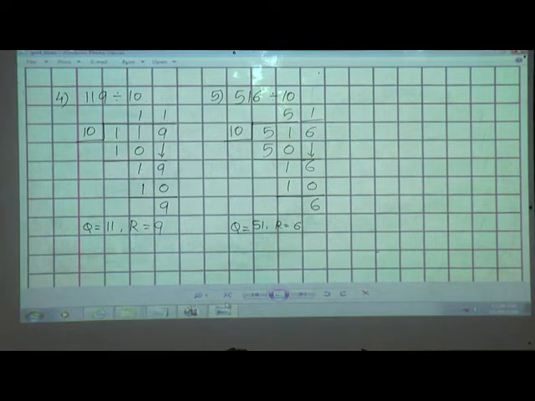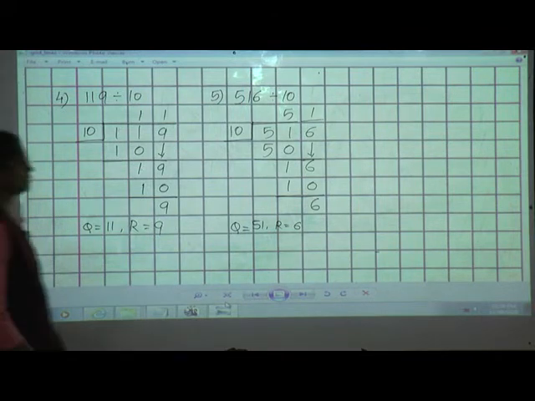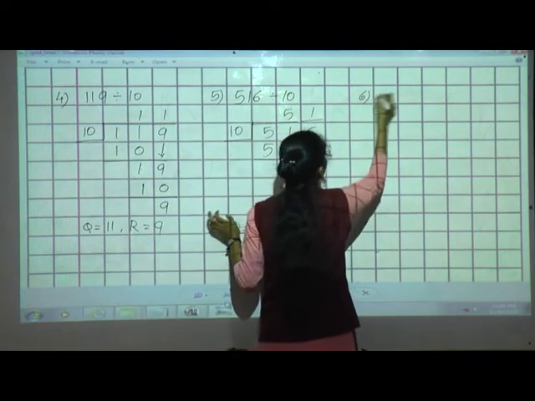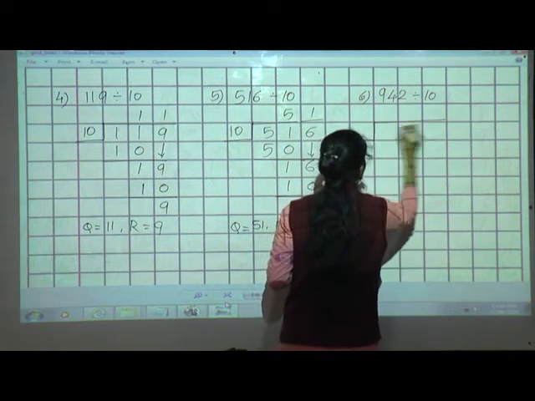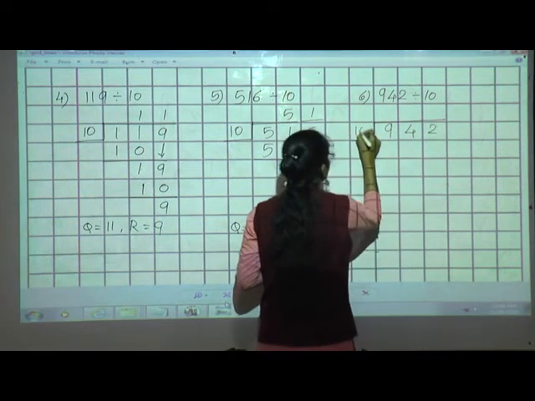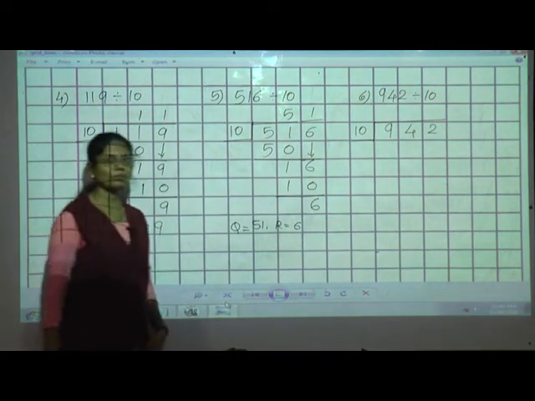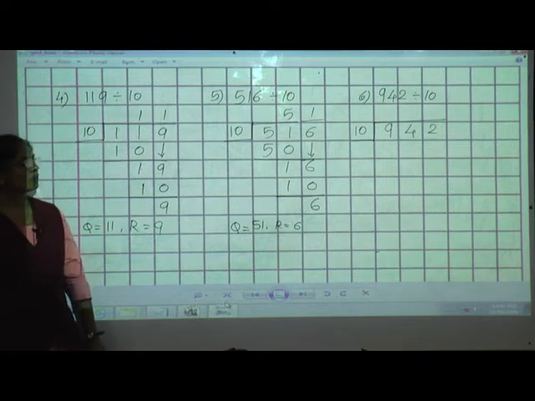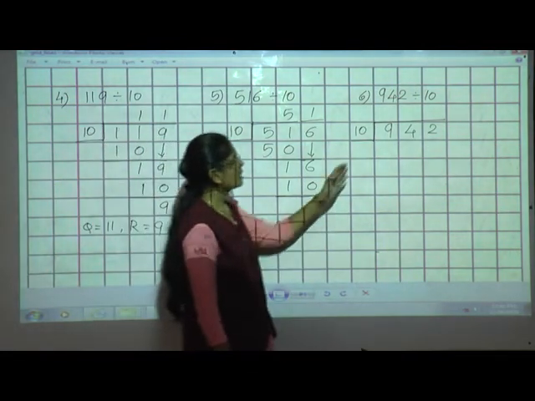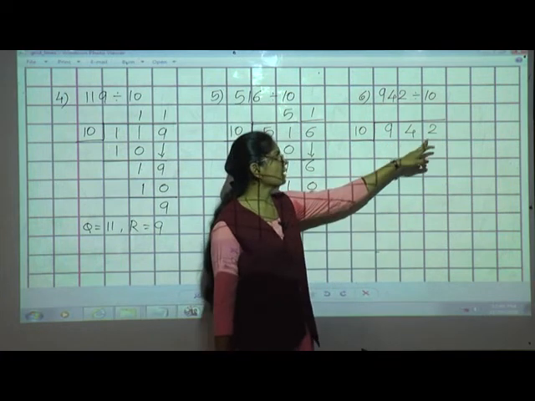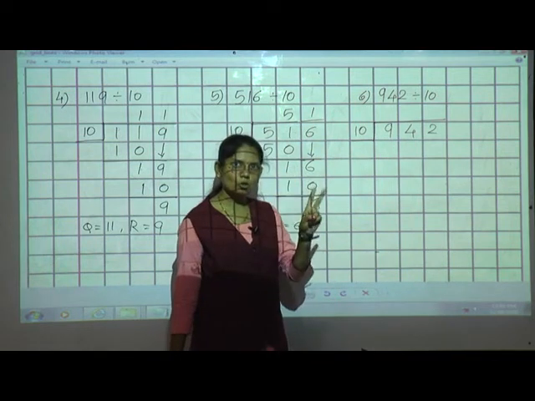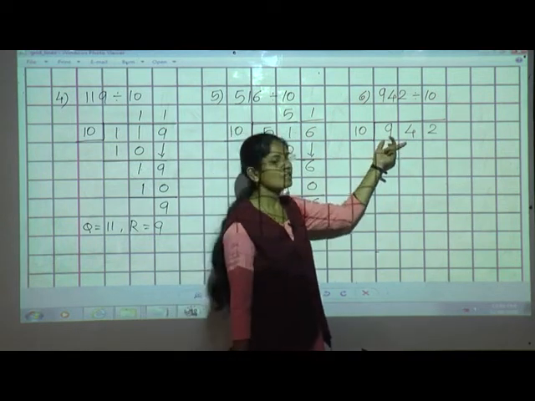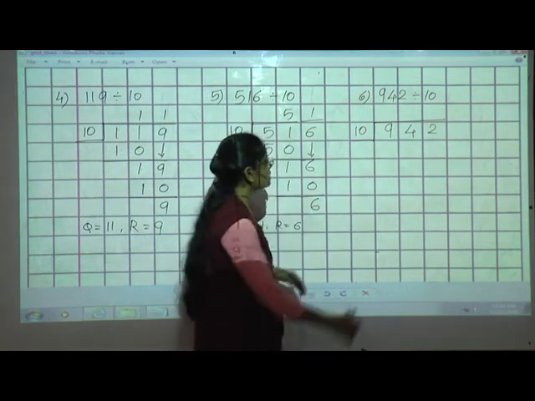Okay, now we'll move to the next example, that is the sixth one, 942 by 10. Now see the number carefully, 942, and tell me the answer. What will we get as the remainder here? Yes, in this example the remainder should be 2, because at the ones place 2 is there. So after solving we will get the remainder 2, and what will be our quotient? Quotient is 94.